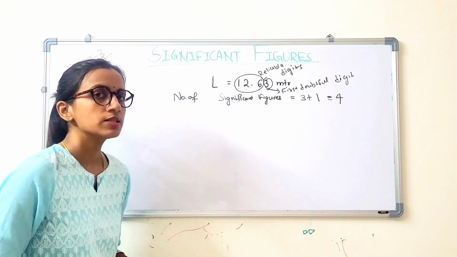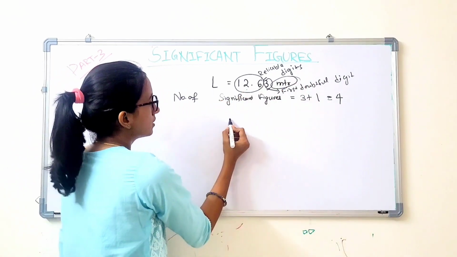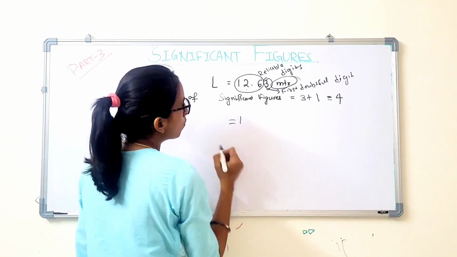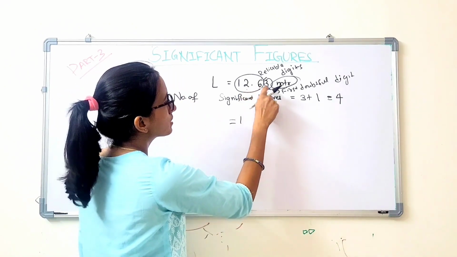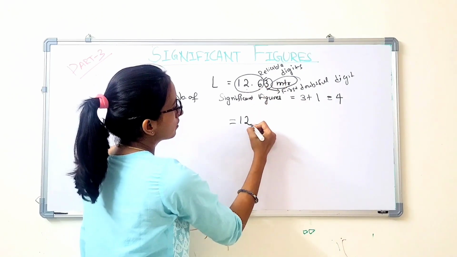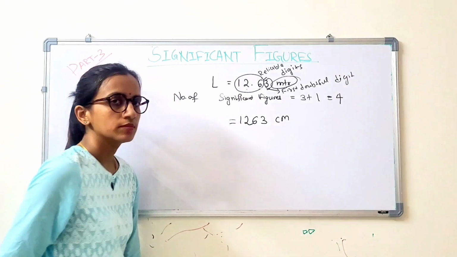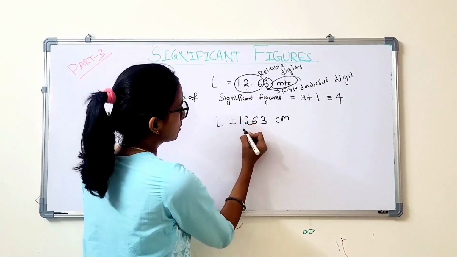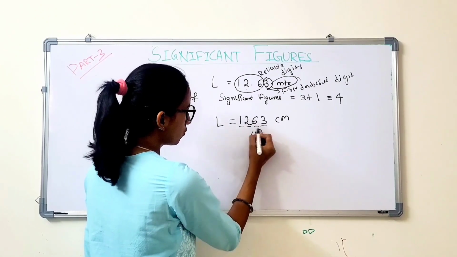What do you mean by change the unit? Here the unit is in meter. Suppose I write it in centimeter. You know 1 meter is 100 centimeter. So 12.63 meter will be 1263 centimeter. Now what is the number of significant digits here? Here the significant digits will also be 4.